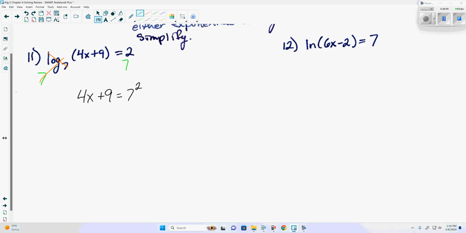7 squared. Is 7 squared a nice number? Yes. 7 times 7 is? 18. Almost. 19. 14? Oh, you said close. I was even close. 7 times 7 is 49. 7 squared.